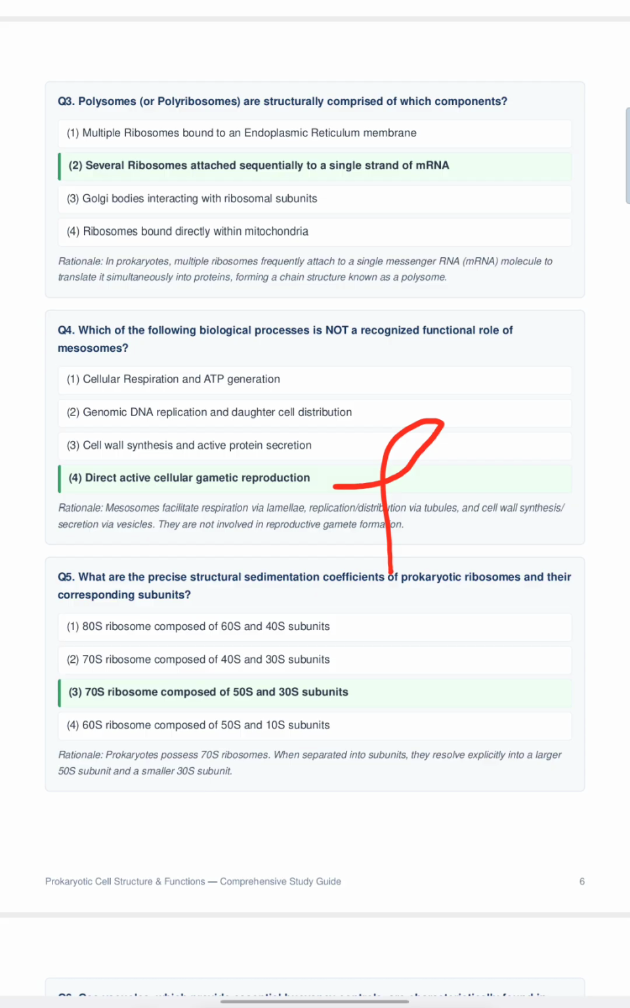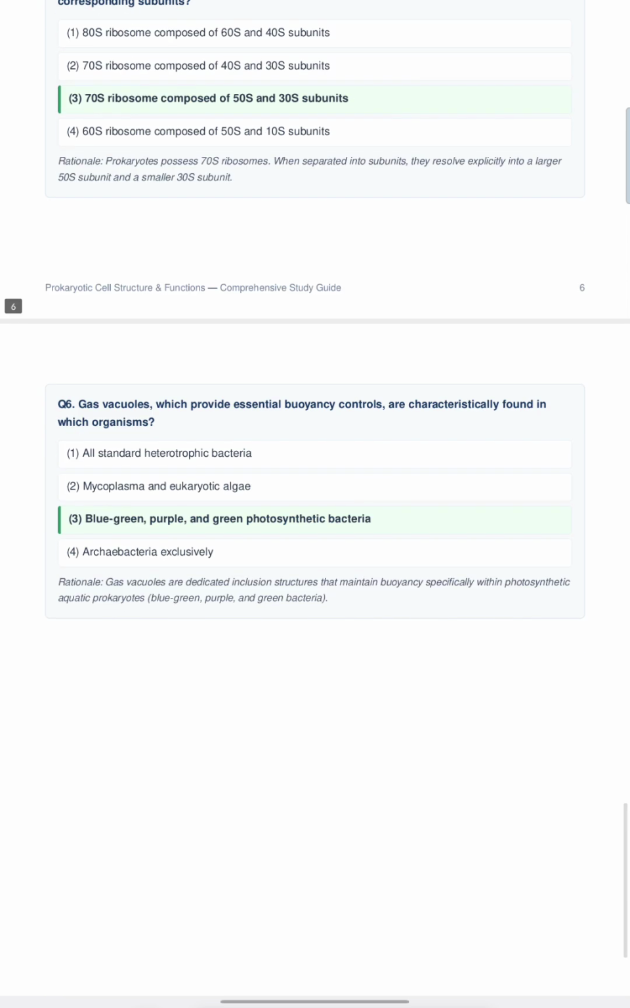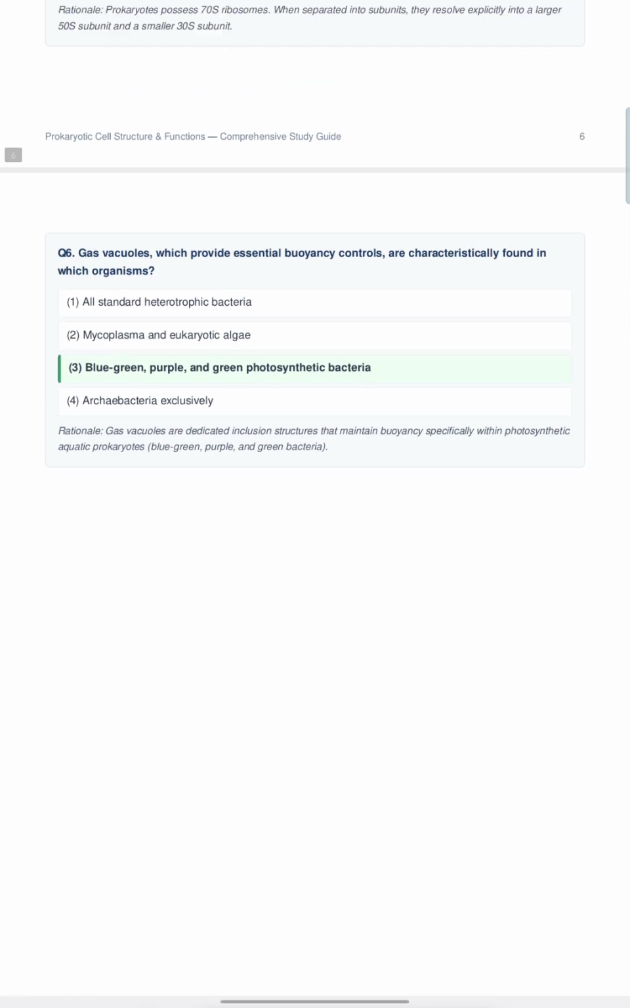What is the precise structural sedimentation coefficient of prokaryotic ribosomal subunits? I have taught you this one: 70S for prokaryotes and 80S for eukaryotes. Now moving to the last question: gas vacuole, which provides essential buoyancy control, is found in which organism? I have taught you: blue-green, purple, and green photosynthetic bacteria.